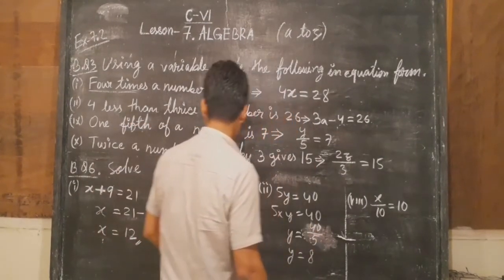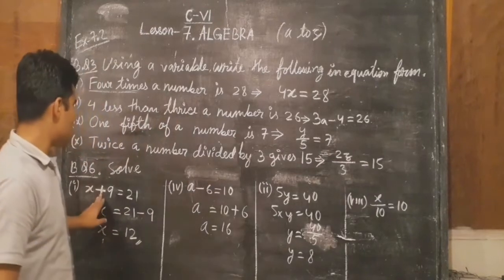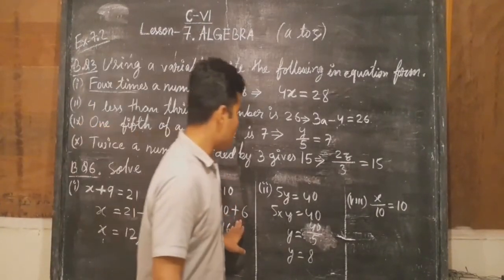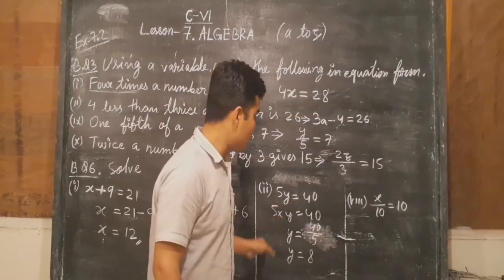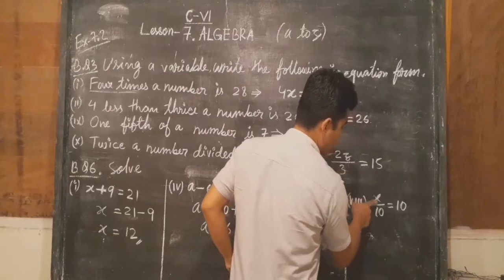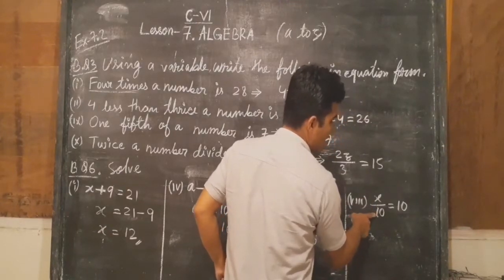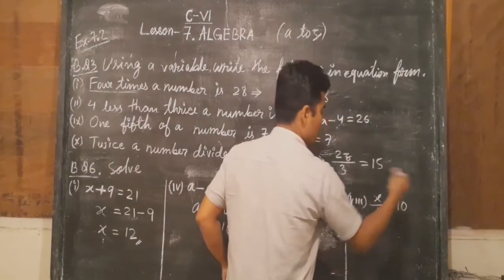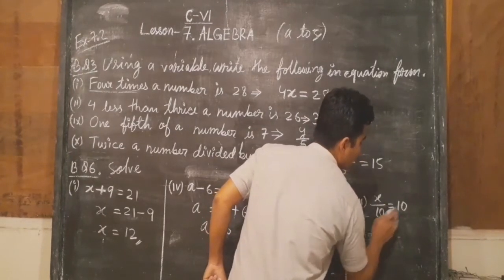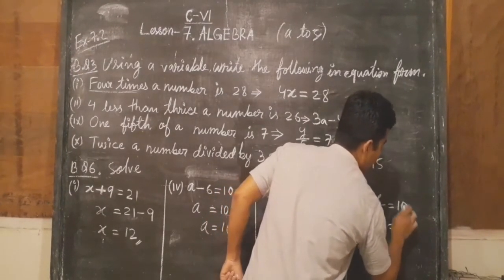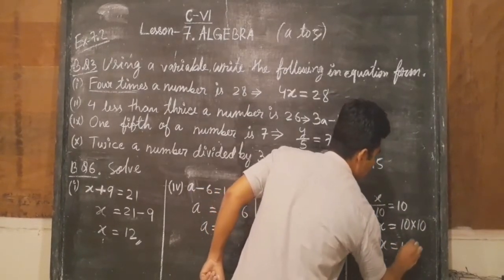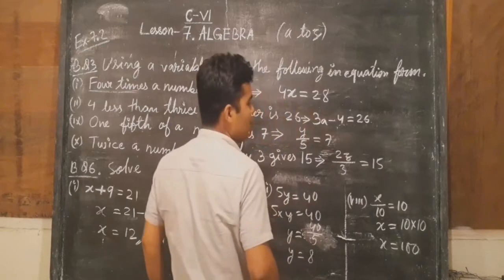Now you can see here, if it is plus, it will be minus on the right hand side. If it is minus, it will be plus on the right hand side. If it is multiplied, then it will be divided on the right hand side. If it is divided, like x divided by 10, then it will be multiplied on the right hand side. So here we will keep x simply, and this will multiply with the right hand side number. X is equal to 100. This is the correct answer.